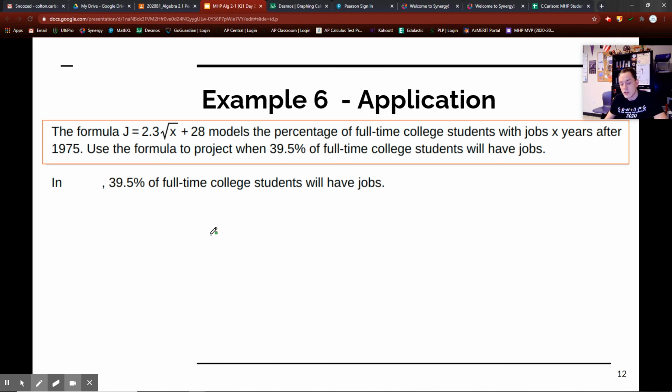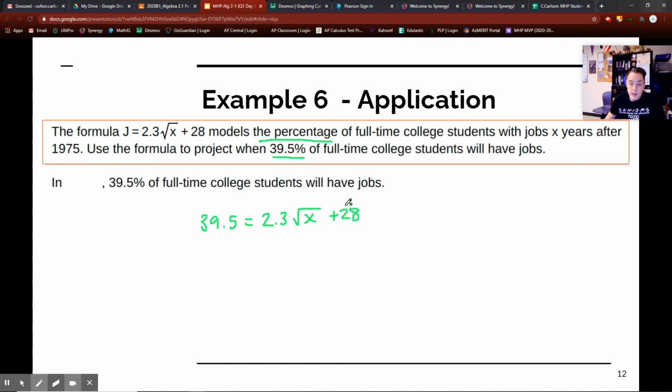So how do I actually solve this? Well, there's a couple of ways to solve this, to be honest with you, but I'm going to solve it the way I think is the easiest. I take 39.5%, because J is the percentage. This models the percentage. So I take 39.5, that percent, equals my formula that I'm given. You could solve it using decimals as well, but I think this is just way faster.